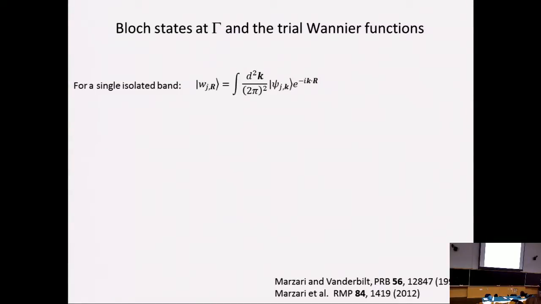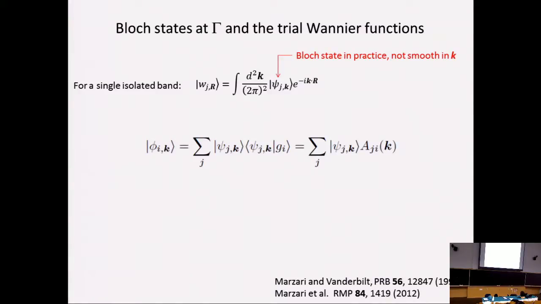This is a well-known procedure. It's been discussed many times, but there's a beautiful review on this by Marzari, Vanderbilt, and collaborators. So let me just tell you loosely what it is that you're trying to do in order to make these Wannier functions localized, exponentially localized. Of course, the Wannier functions are related to the Bloch functions simply by Fourier transform. And the usual problem in practice is that the Bloch states that your computer spits out are not necessarily smooth functions of k. All right. So you would like to make these Bloch states as smooth as possible.